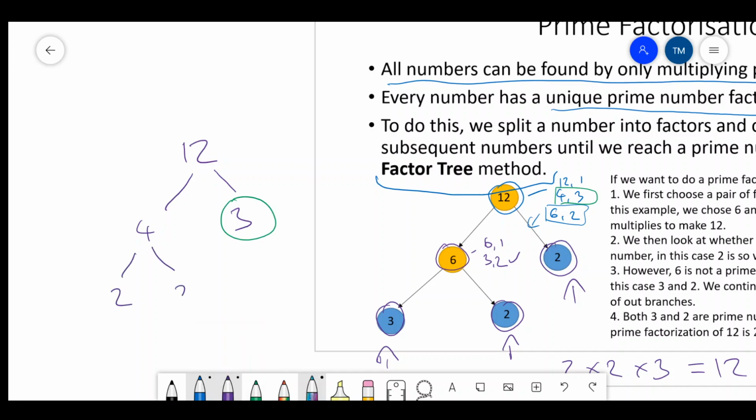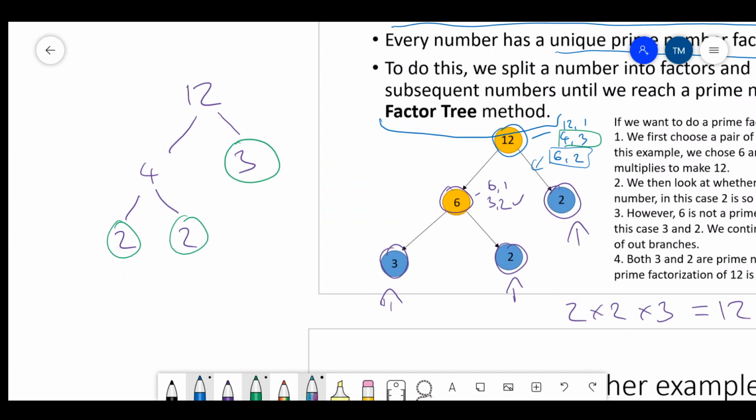Well, 4 can be made up from 2 and 2, or 4 and 1, but 4 and 1 again is not helpful to us, so we use 2 and 2, and notice that we are finished because they're both prime numbers. And look, again, we've got a 3 and a 3 here, a 2 and a 2 and a 2 and a 2. So we've got exactly the same prime factors that we got using 6 and 2 and 4 and 3. So it doesn't matter which one you use at the start.